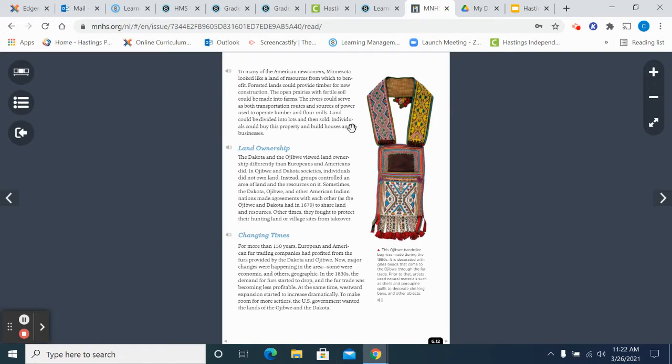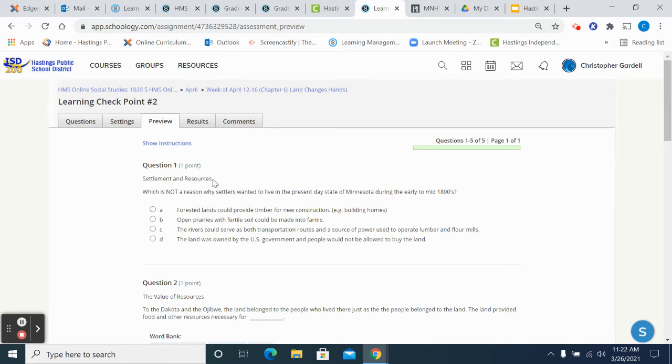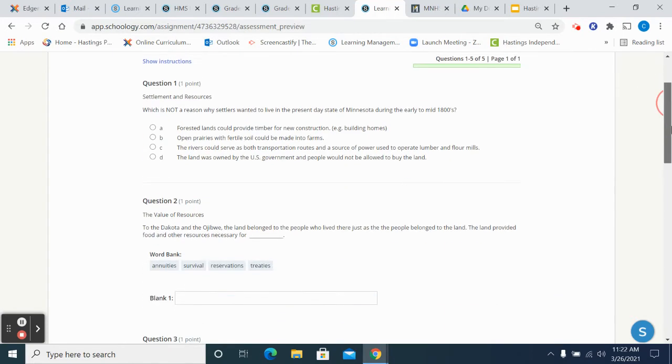And so, really, this first paragraph on the top of page 6.12 is where you're going to locate the answer to question number 1. Remember, it's asking you for the not. So, 3 are reasons why settlers chose to move and settle in the present day state of Minnesota. 1 is not. You're looking for the not. Okay, so simply click A, B, C, or D.